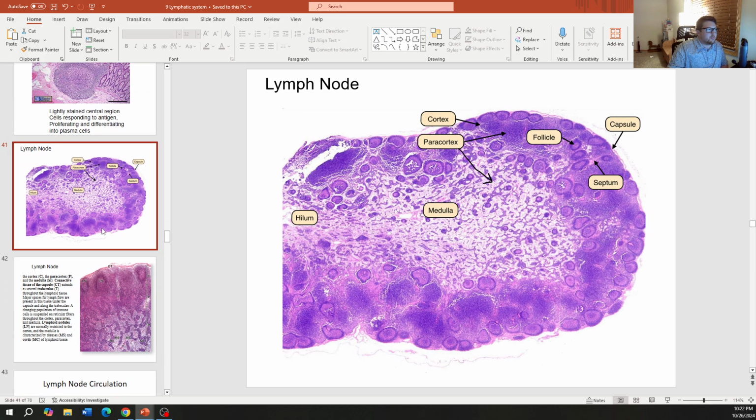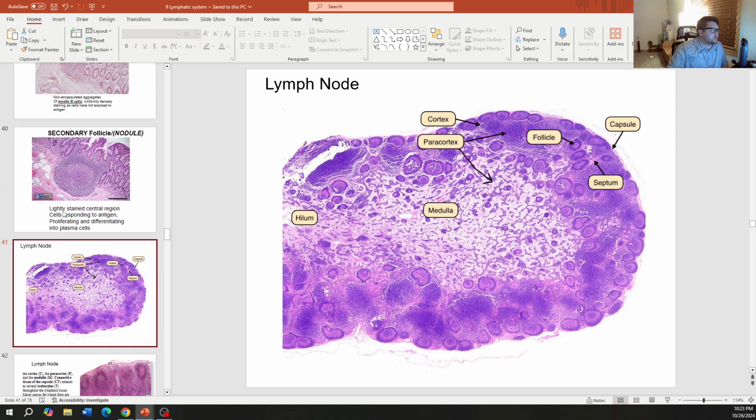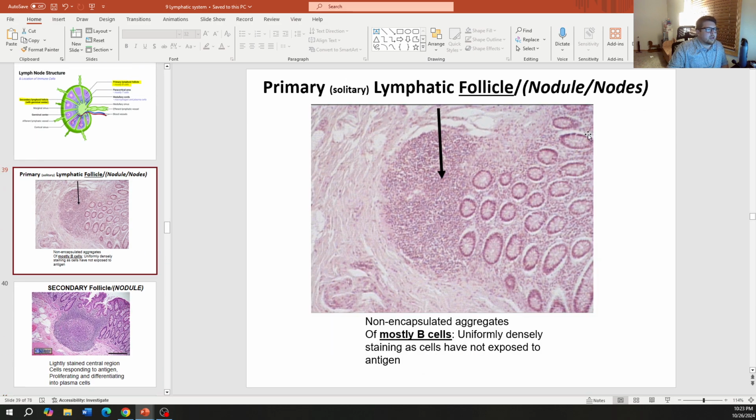Here's just a couple more pictures of the lymph nodes. We can see we have cortex. Here's some follicles. We have a capsule. We have the hilum, medulla here in the center. We have the paracortex. I would 100% use this picture specifically when prepping and studying for the lab portion, as this is the kind of stuff that she'll like to point to. I would make sure you recognize these guys.